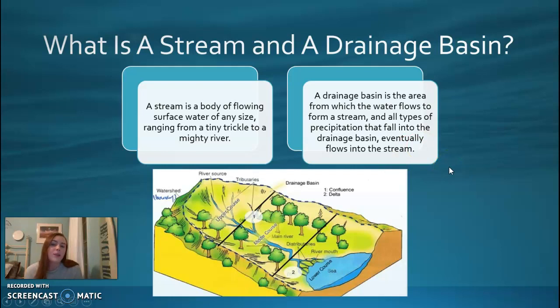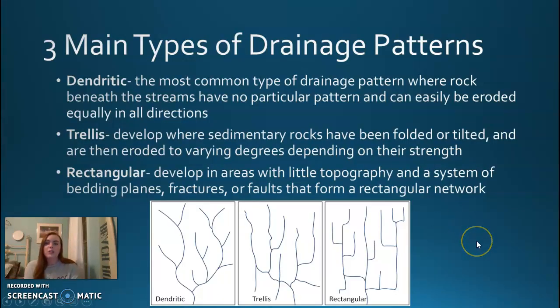So what is a stream and what is a drainage basin? A stream is a body of flowing surface water of any size, ranging from a tiny little trickle to a huge mighty river. And a drainage basin is the area from which the water flows to form a stream, and all types of precipitation that fall into the drainage basin eventually flow into the stream. And down below is just an example of a drainage basin, and it shows the stream flowing into a larger body of water. And so here are the three main types of drainage patterns.